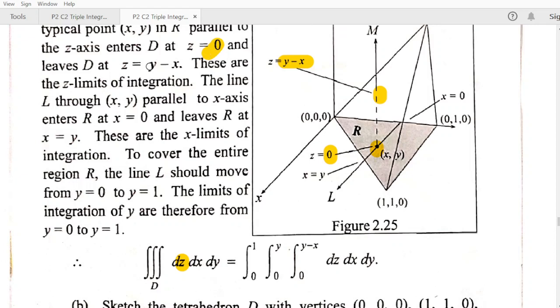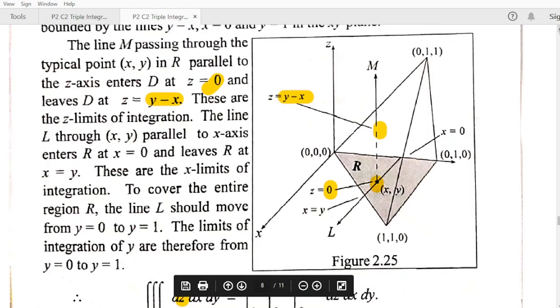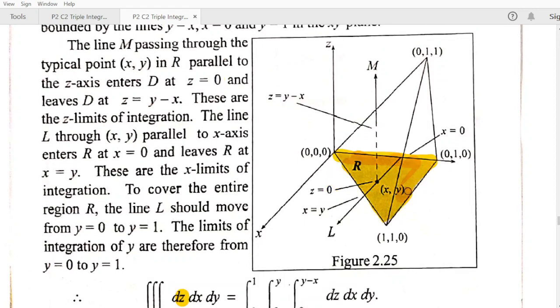0 to y minus x. Now next we have to find the limit of x and y. So to find the limit of x and y, we will be projecting this region on the xy plane. So here, as we had discussed in the last question, the shadow of this region on the xy plane is this particular region, and we have also obtained the equations y equal to x and y equal to 1.